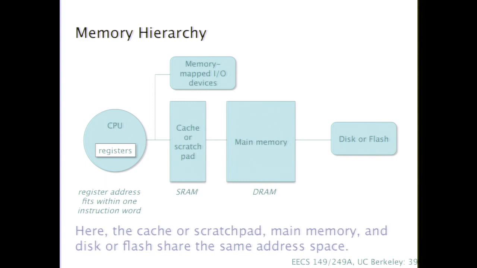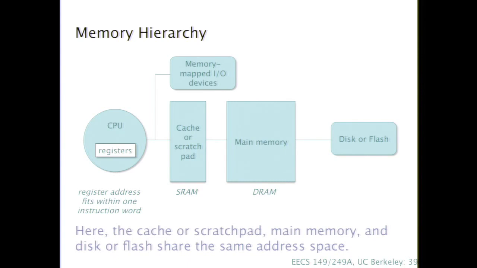Basically, the lowest level of the hierarchy is the register set in your processor. That's a memory. It's a rather small memory, but it's a place that you can store data and access it. And in a typical processor, you might be able to, in a single instruction, access three registers, for example, to add the contents of two registers and put the result in a third.